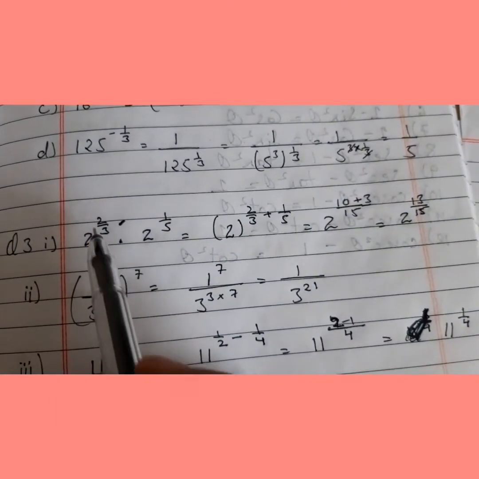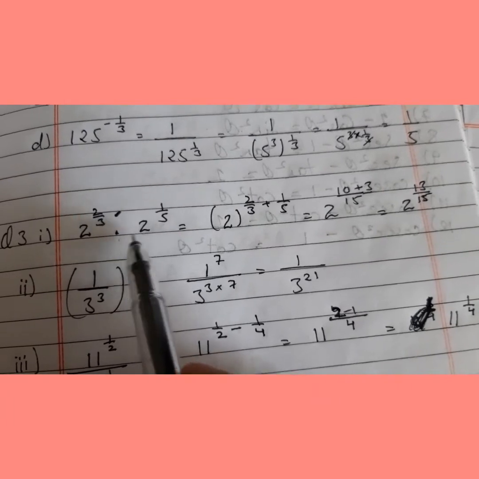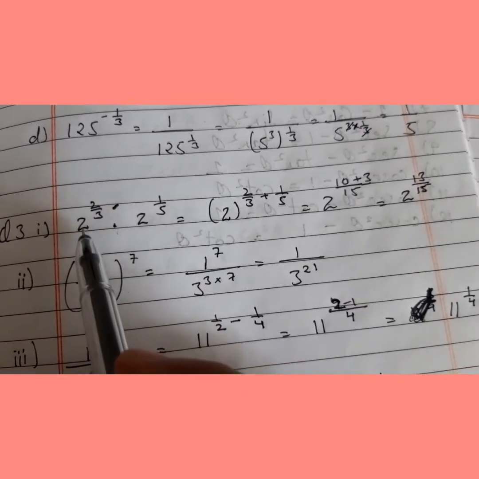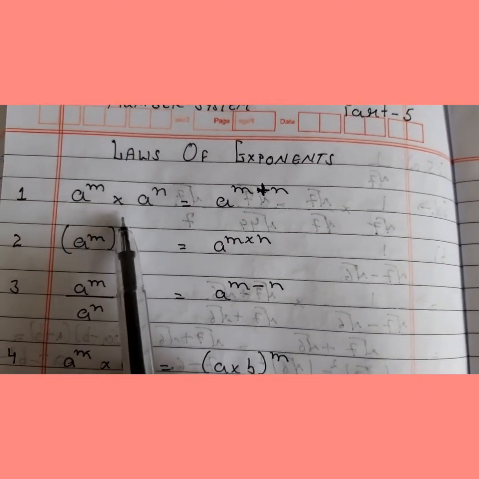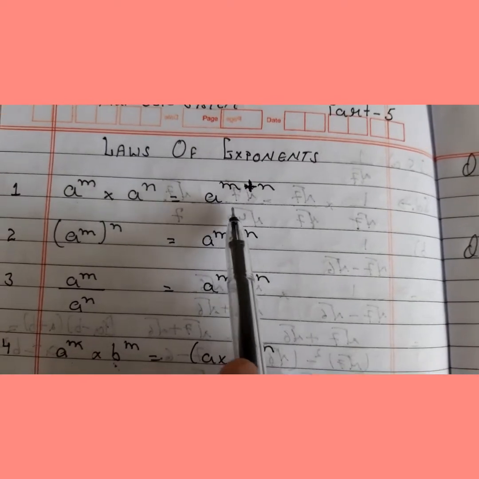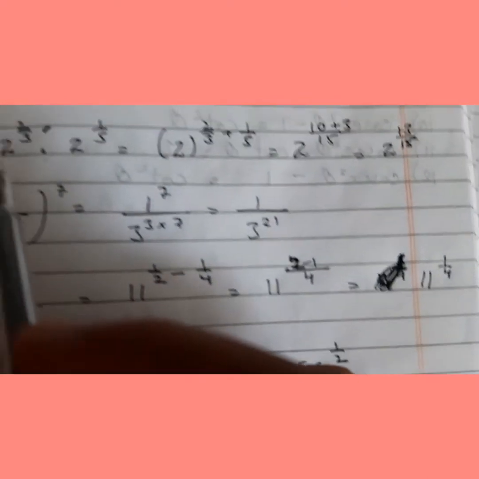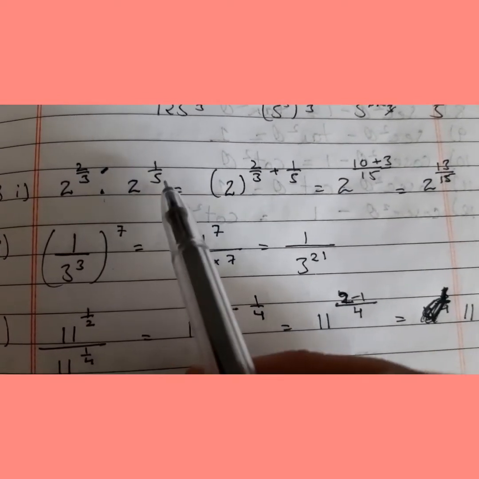Right? Now question number 3. 2 raised to power 2 upon 3 multiplied by 2 raised to power 1 upon 5. Use identity number 1. When the bases are the same and they are multiplied with different powers, we have to add the powers. So the same thing we have to do here. 2 raised to power 2 upon 3 into 2 raised to power 1 upon 5.